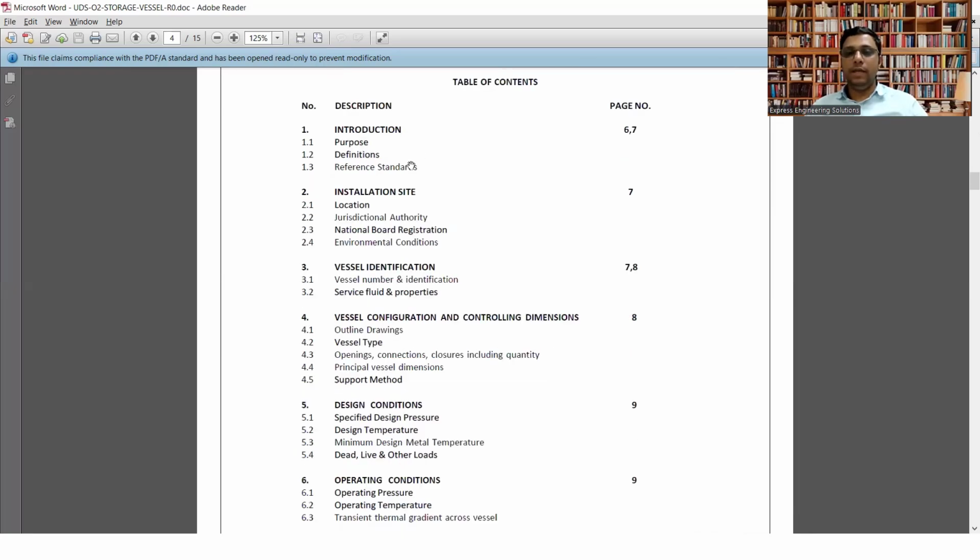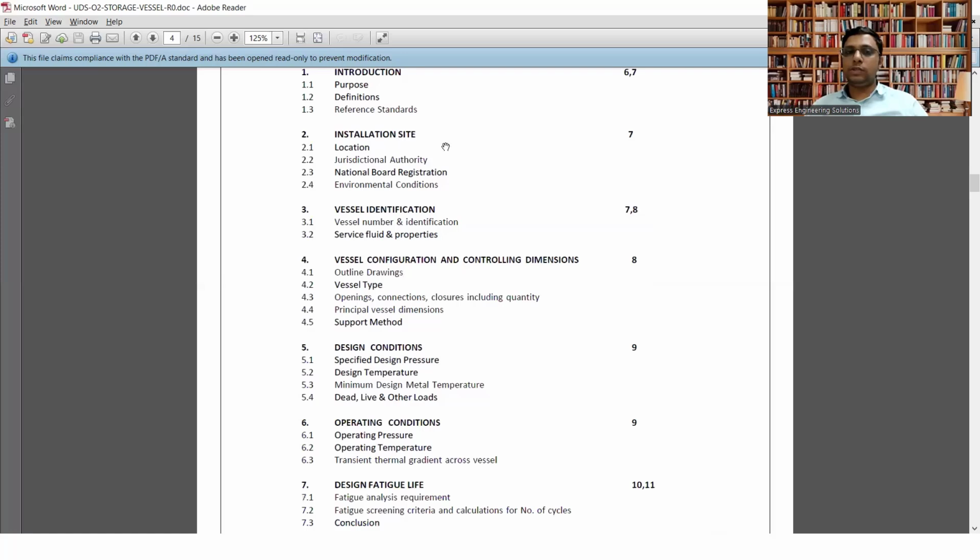This is a generic one that has been mentioned in that UDS. So the compulsory things have been given. In addition to that, you can add whatever is important from the user's perspective. So let's say the introduction from the user side: what is the purpose of that vessel? Definition, reference standards. Those can be considered.